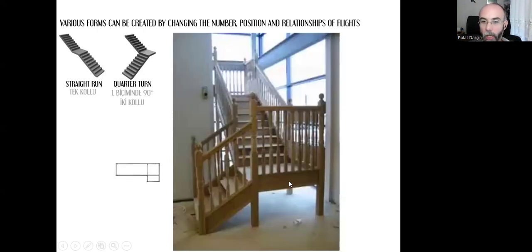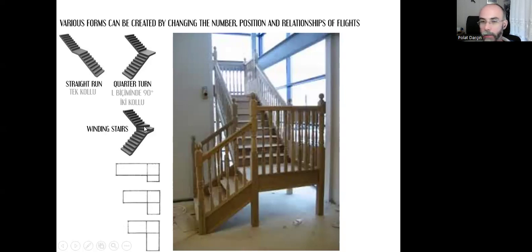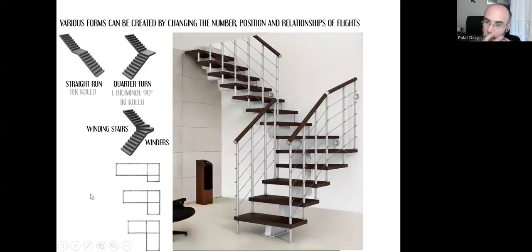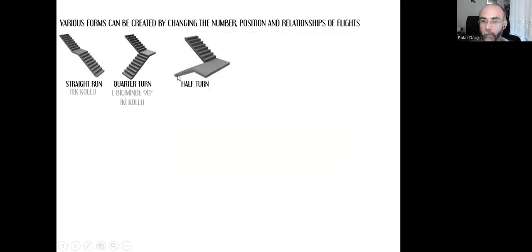An example is this. And of course, there are two flights, but they don't need to be exactly the same. One flight can be shorter than the other one. They can be equal, like that. Or instead of a corner landing, we can have winding stairs. These are called winders. We can have steps that allow us to turn 90 degrees. That's the example of that. Winder stairs.